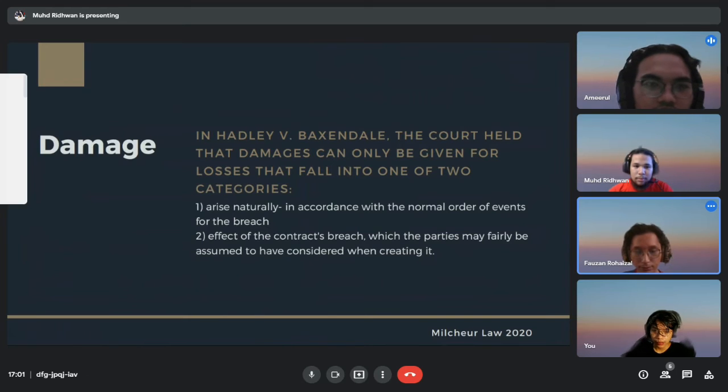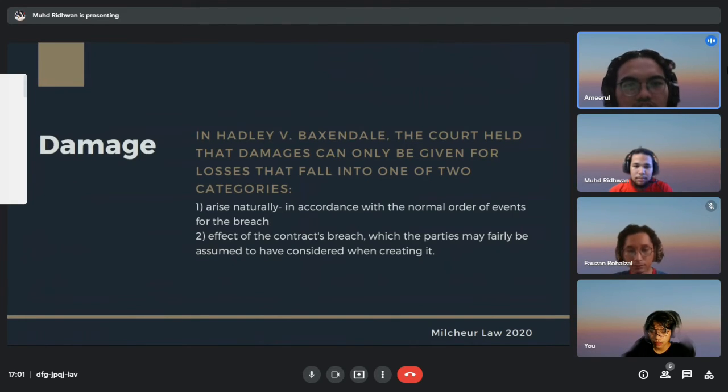So the first one is damage. In Hadley v. Baxendale, the court held that damages can only be given for losses that fall into one of these two categories. The first one is those that arise naturally in accordance with the normal order of events from the breach, and the second one is the effect of the contract breach which the parties may fairly be assumed to have considered when creating it.